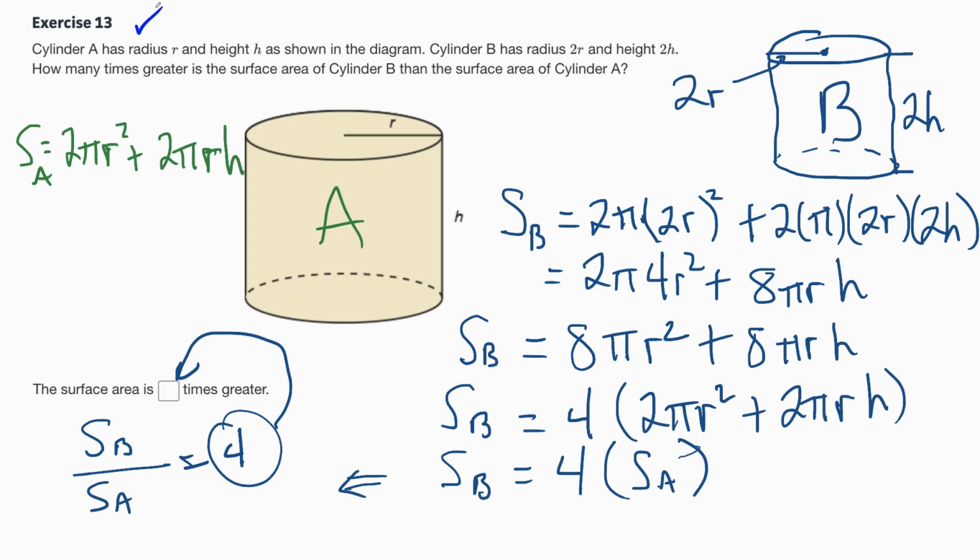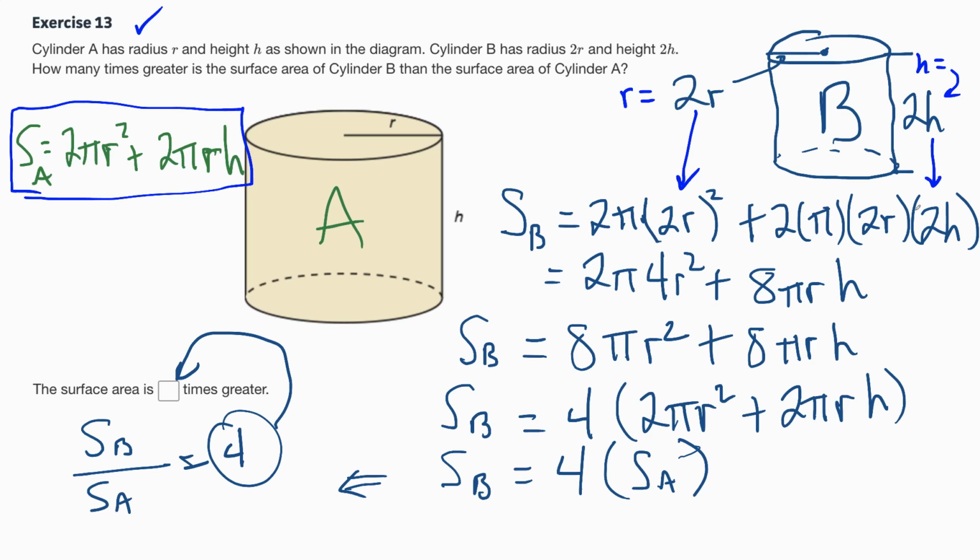All right. So cylinder A has a radius r and a height h. So there you go. I write down the surface area for this cylinder. Cylinder B has a radius of 2r, so my radius equals 2r, and my height equals 2h. Okay, so that way I can put them in the formula, right? So 2 pi times the radius squared, well, my radius is 2r, so I put that there. My height is 2h, so I put that where h would go, and I put my radius here, right?